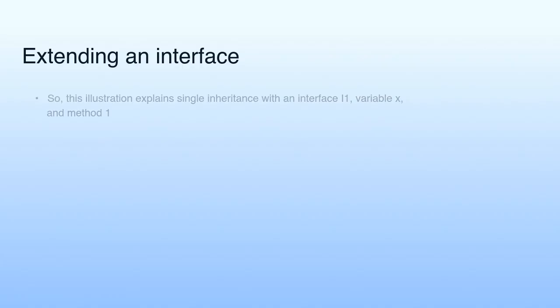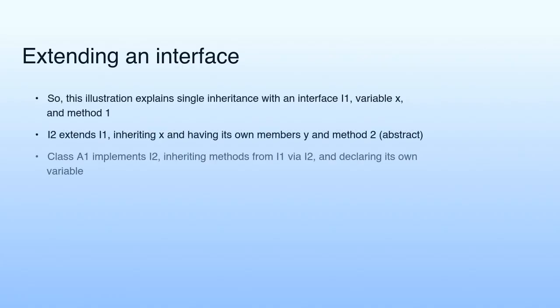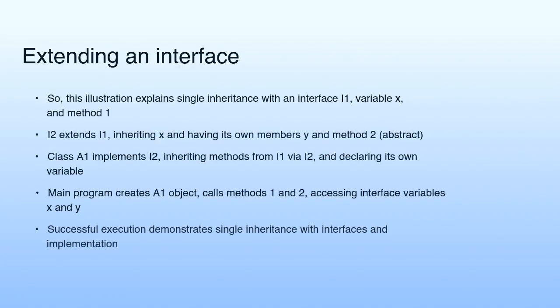In this illustration, we see single inheritance with an interface I1 that contains a variable X and method 1. I2 extends I1, inheriting X and having its own members Y and method 2, which is abstract. Class A1 implements I2, inheriting methods from I1 via I2, and declaring its own variable. The main program creates an A1 object, calls methods 1 and 2, and accesses the interface variables X and Y, demonstrating successful execution and single inheritance with interfaces and implementation.